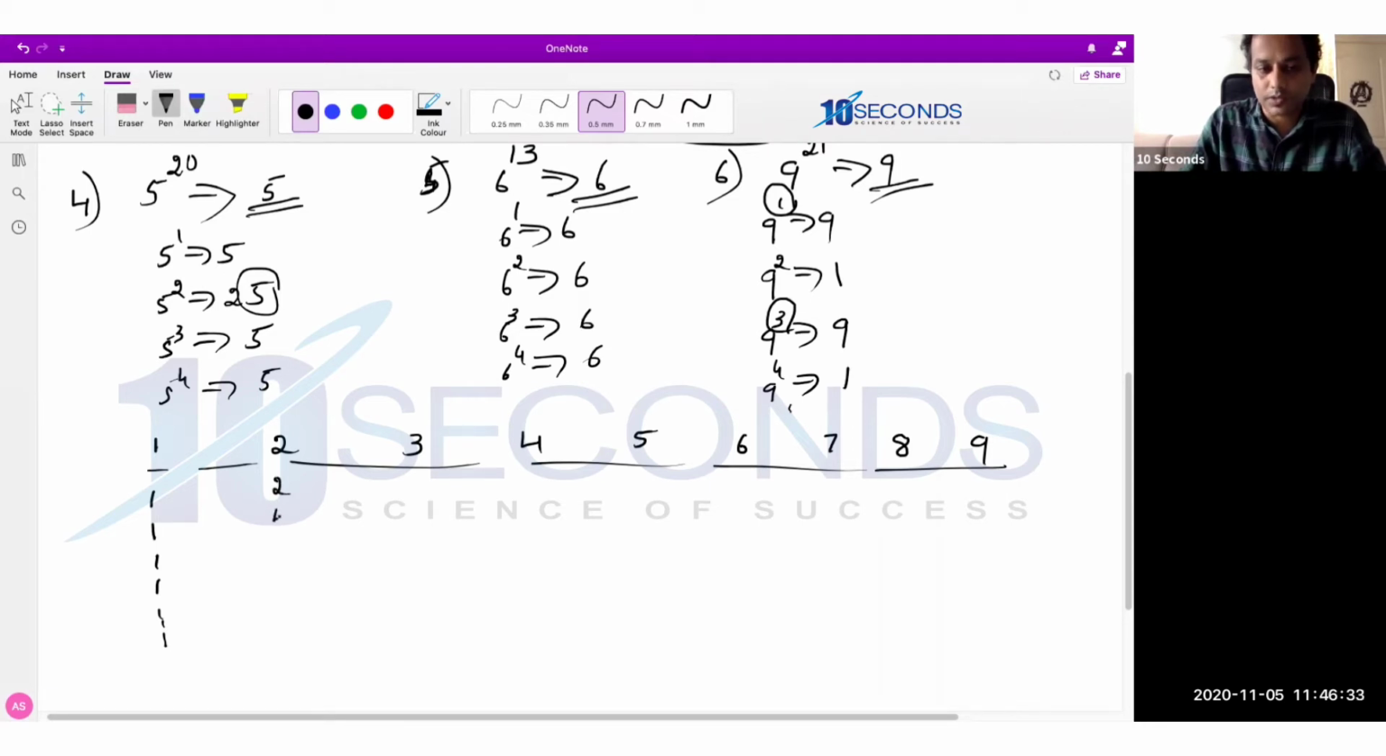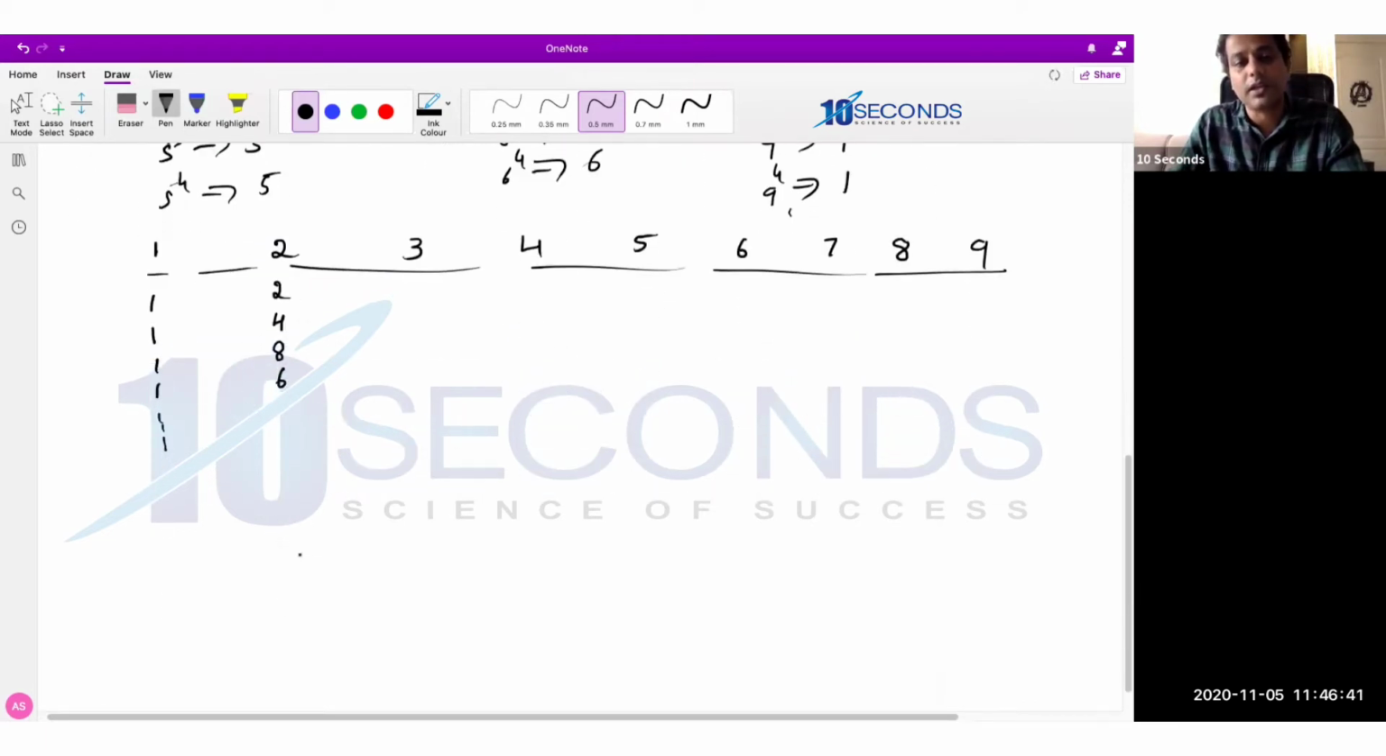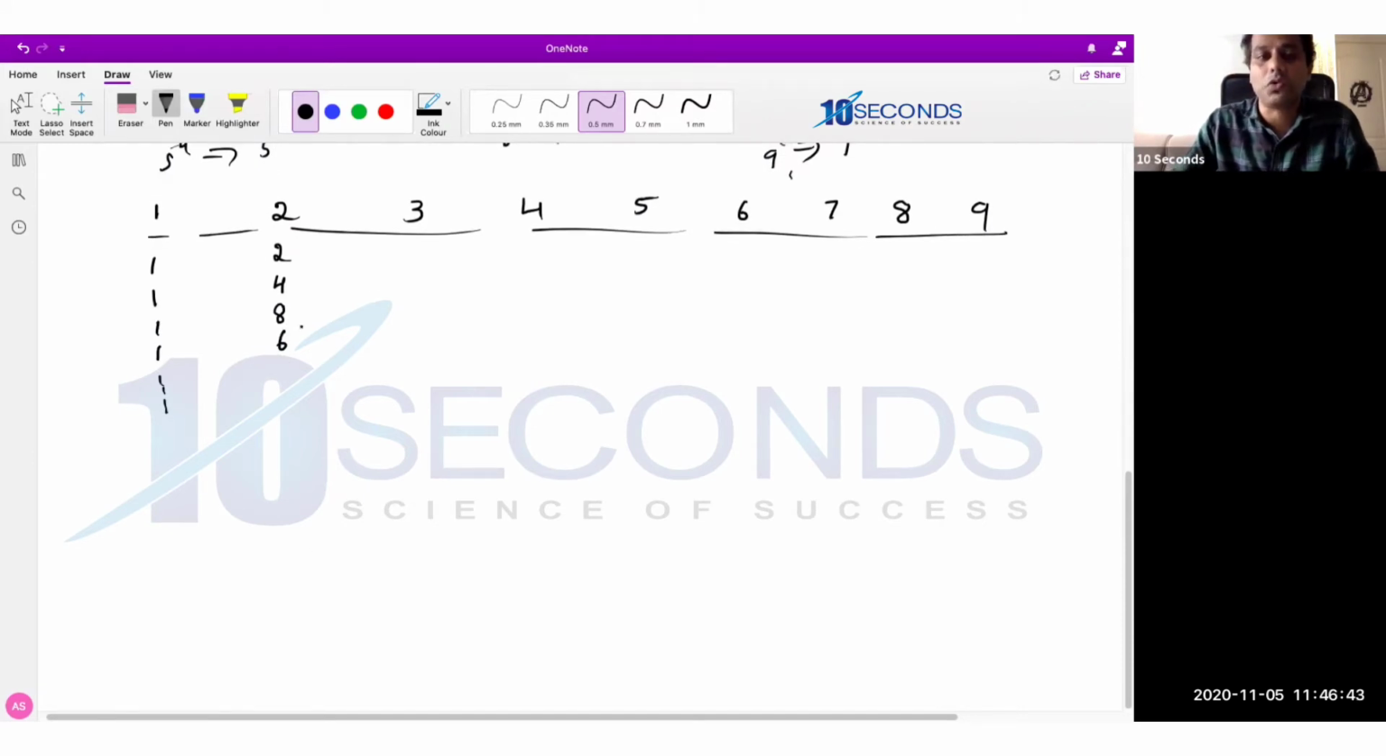2 power 2 is 4. Then 8. Next is 16. Now, if you look at this, guys, any digit which is repeating? No. 2, 4, 8, 6. Is it odd and even? No, it is not. So we need to continue.